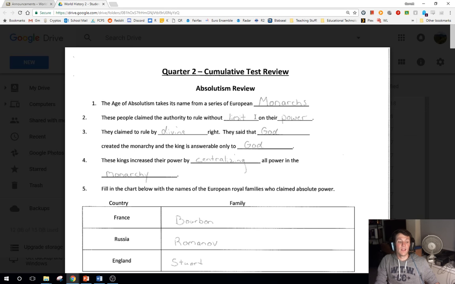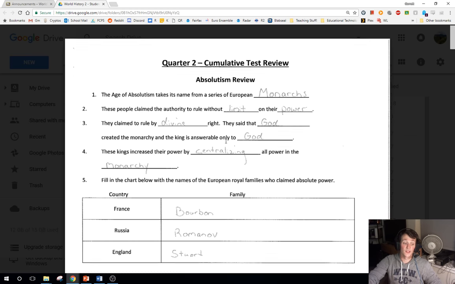And often there are other people that are looking for power and trying to get power, so the king usually has to get rid of these people and centralize that power on themselves, right? And they're going to centralize this power into the monarchy itself, okay?